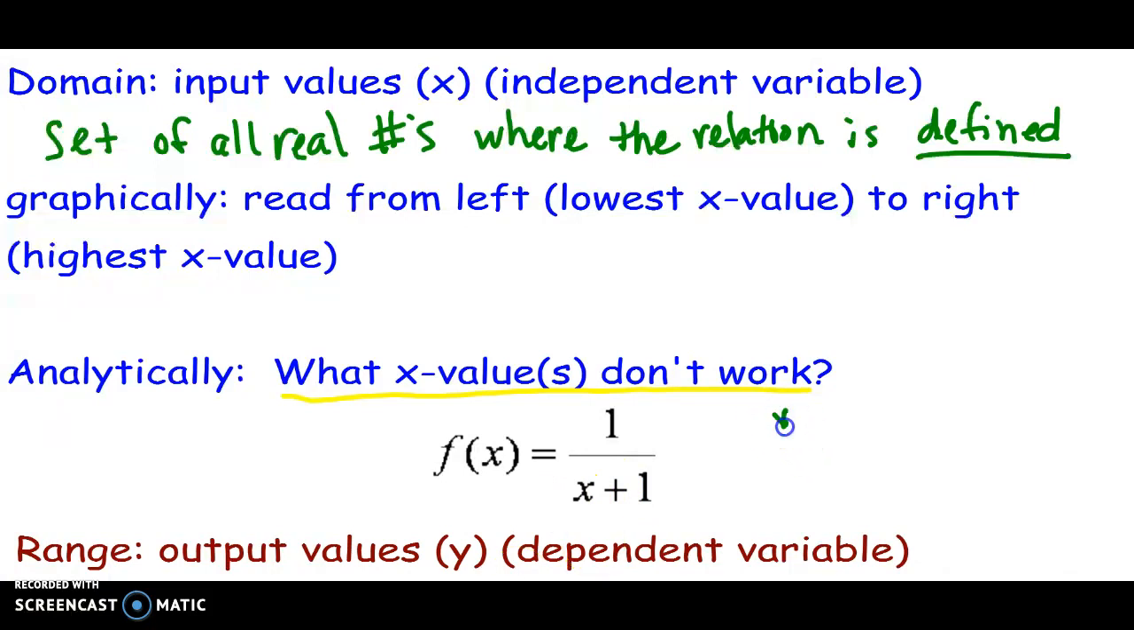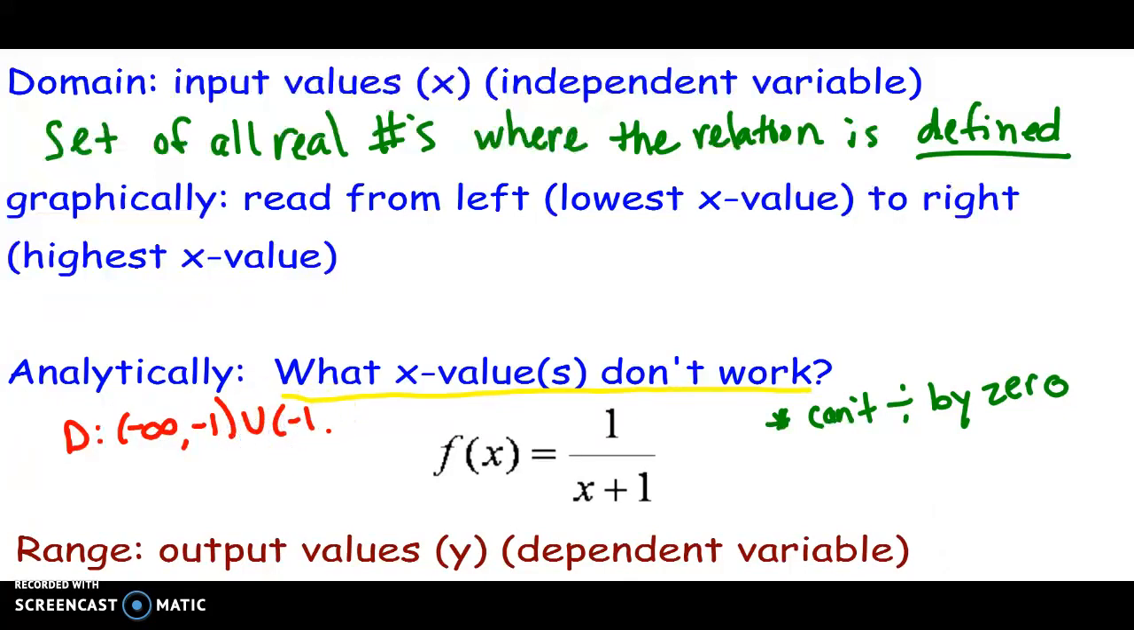Well, remember, we can't divide by 0, right? So in other words, we know that if I plugged in -1 for x here, this would become undefined. So its domain, D for domain, is going to be everything except for -1. And you can kind of think of that intuitively. This says here, -infinity to -1, union -1 to infinity. Or in other words, everything but -1.